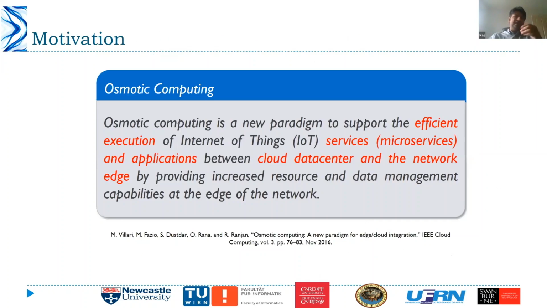To solve that problem, in 2016, we came up with this new IoT programming paradigm based on microservices, which we call osmotic computing, published in IEEE Cloud Computing Magazine in 2016. Osmotic computing is a new paradigm to support efficient execution of IoT applications between the cloud data center and the edge network. The fundamental principle behind osmotic computing is microservices. You decompose your complex IoT application into a collection of multiple microservices.